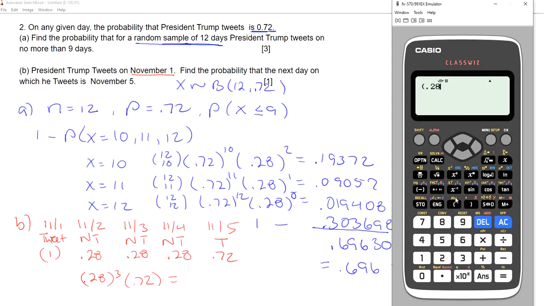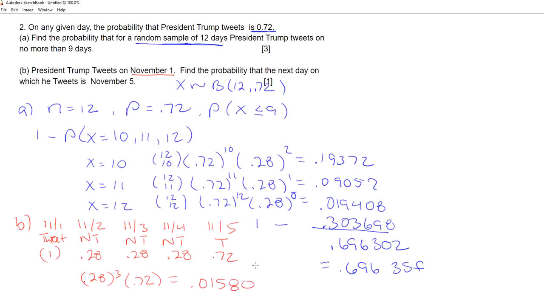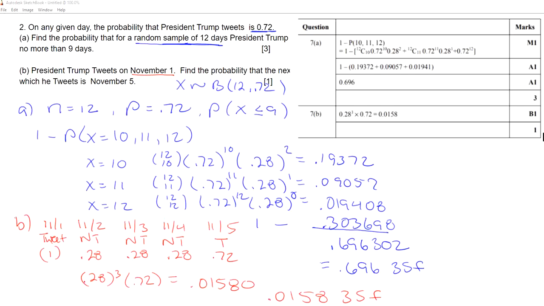And see, then all we got to do is type that in the calculator and find out what our answer is. And that's going to be 0.01580544. Which we're going to round to 0.01580. Mind you, the first 0 is not significant, so you need to go this far out.